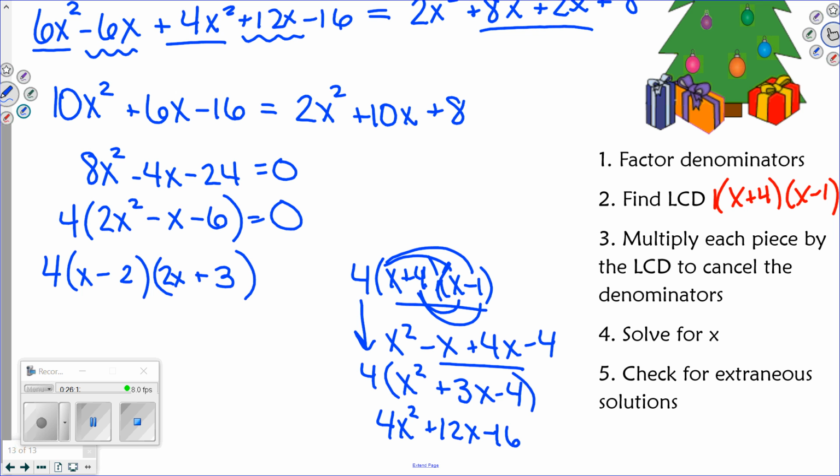All right, and then we're solving. So x equals 2, negative 3/2. And then check for extraneous. What were your restrictions? Negative 4 and 1? I'm good. You had that right, didn't you? Awesome. Now, is every problem going to be that hard?